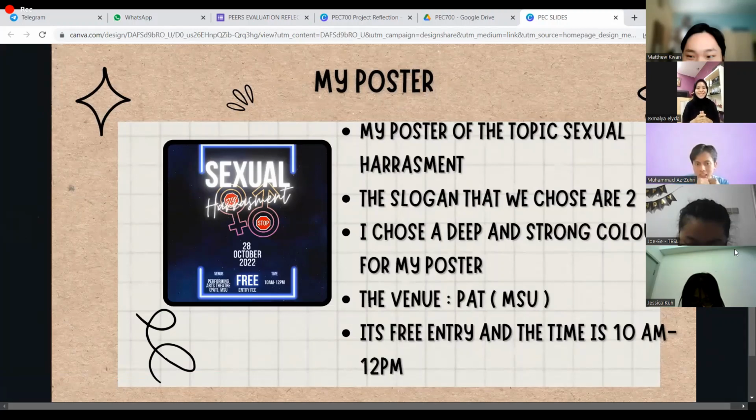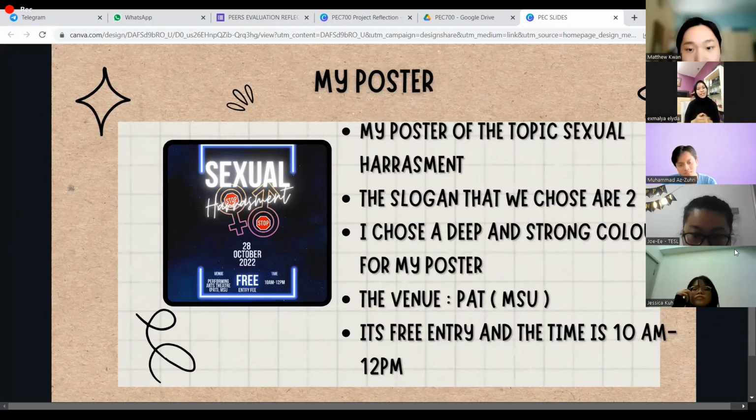Next, I chose a deep and strong color for my poster. Why? Because like I said, sexual harassment is not a joking matter. It's not something you can play with. It's a very deep, strong topic that everyone needs to focus on and give help to everyone who faces sexual harassment.